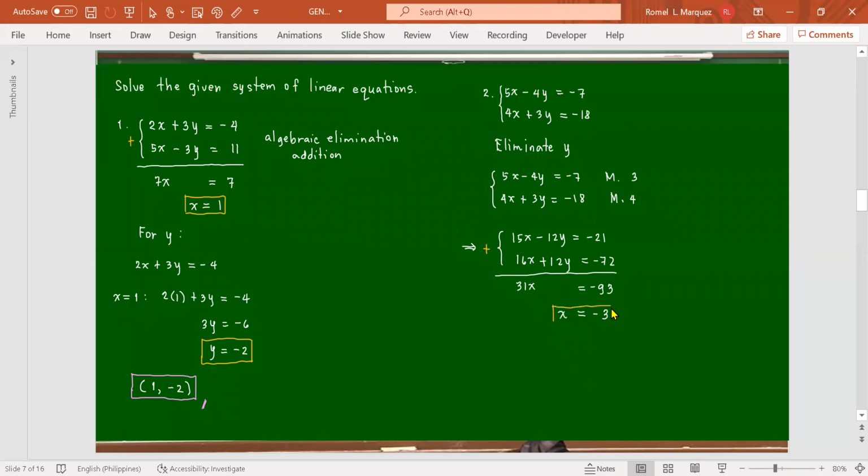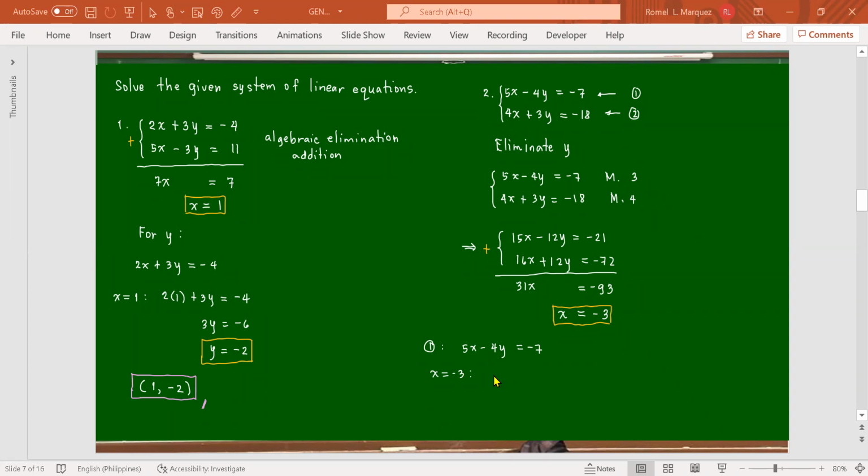Once we know already the x, we can now solve for the y. So let's say we use equation number 1, 5x minus 4y is equal to -7. Let's call it equation 1, equation 2. So when x is equal to 3, we get what? M stands for multiplication. Multiply by 3, multiply by 4.